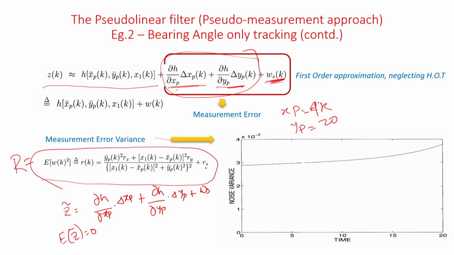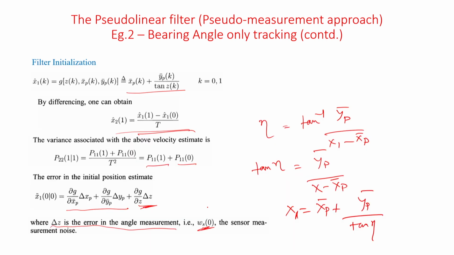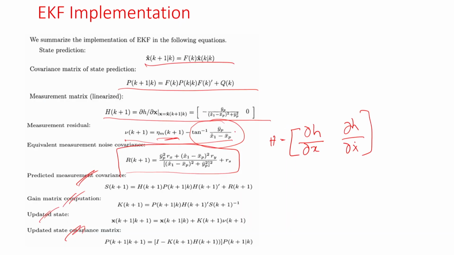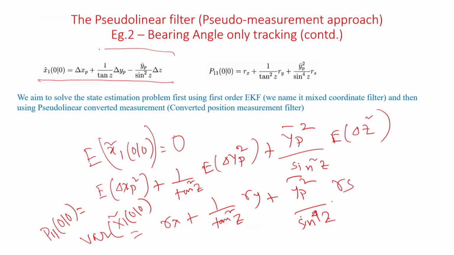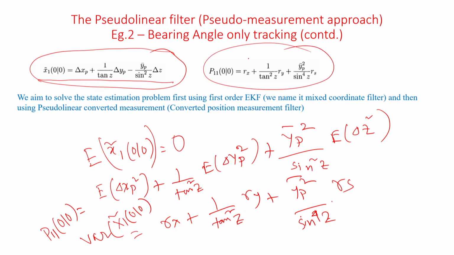This is a bit of a difficult problem, but there are a lot of things we can learn from it. In the next class, when I implement the PMF, the pseudo measurement filter, you will find a very typical example. So with this, I go to my EKF section again. Before that, I would like to tell you again about the error calculation and the initialization.